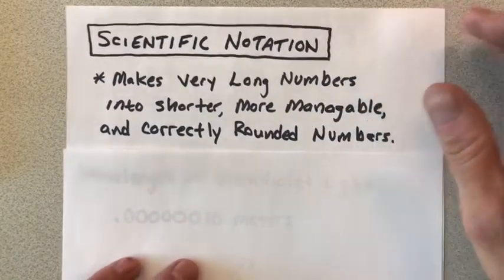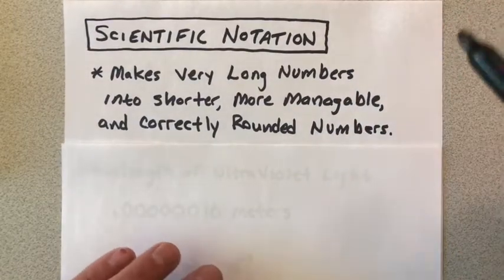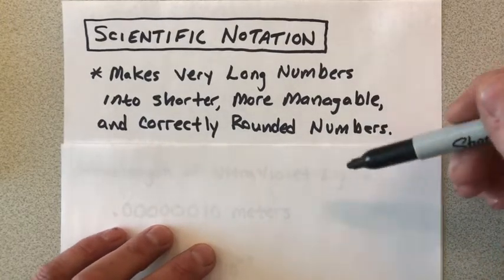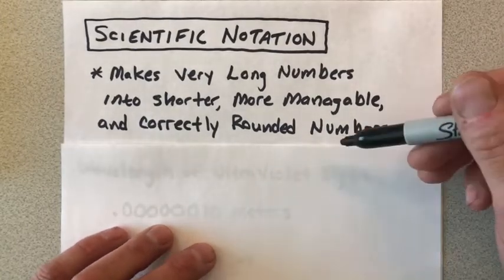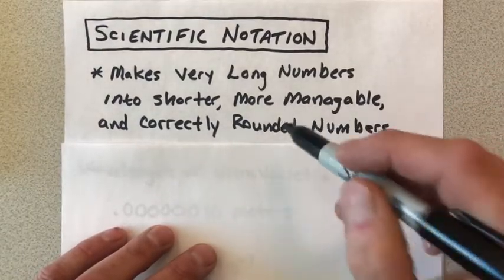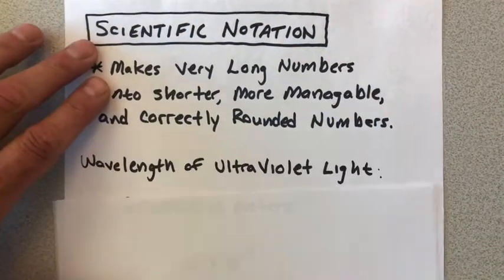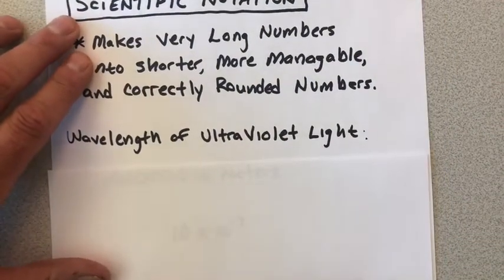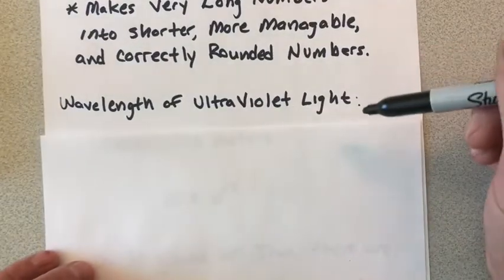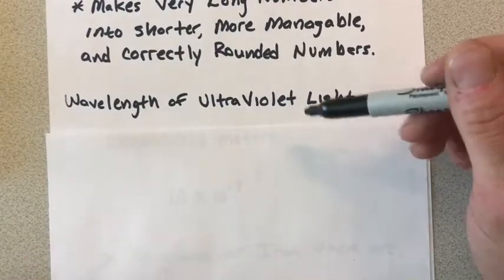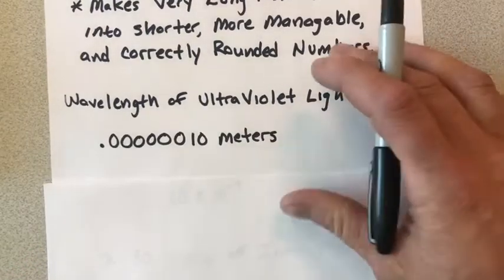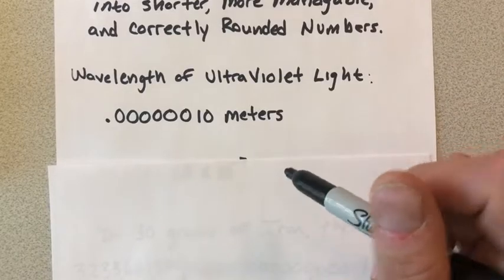And what scientific notation allows you to do is make those very long numbers into shorter, more manageable, and correctly rounded numbers, which the rounding part we're going to talk about a little bit later, but it's really useful for this kind of thing. So let's just give an example here. The wavelength of ultraviolet light, this is a topic that we'll probably study later in the course, but it's just a good example of a very, very long but small number, right?